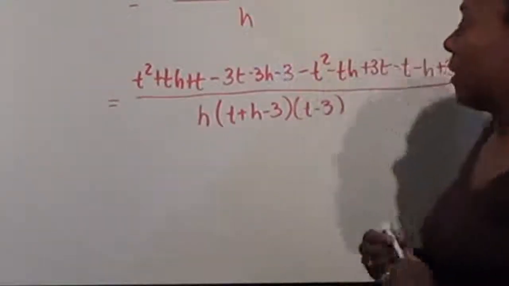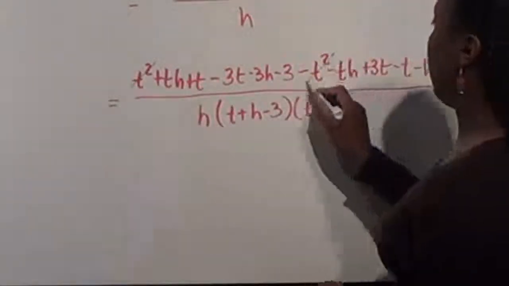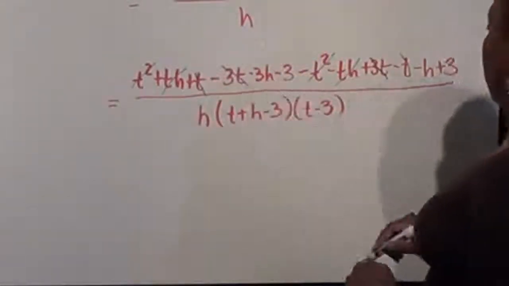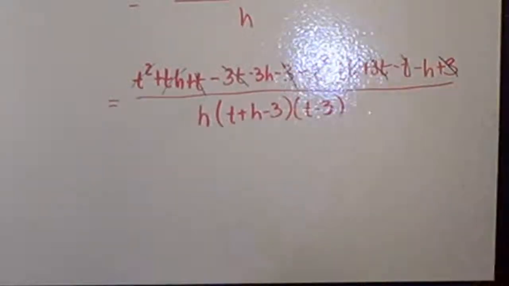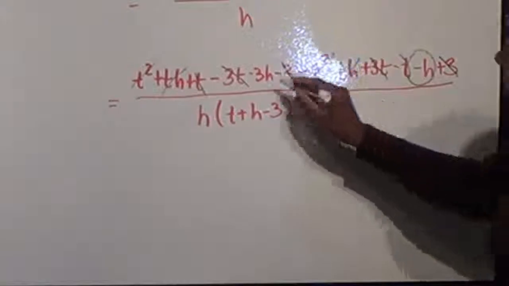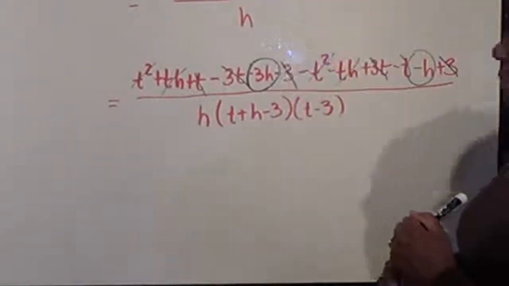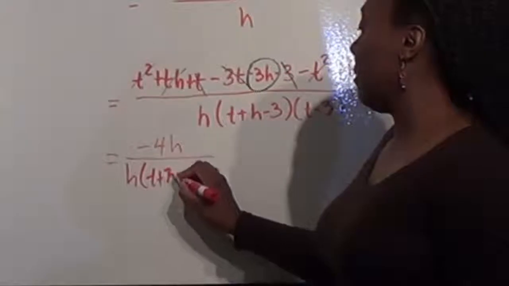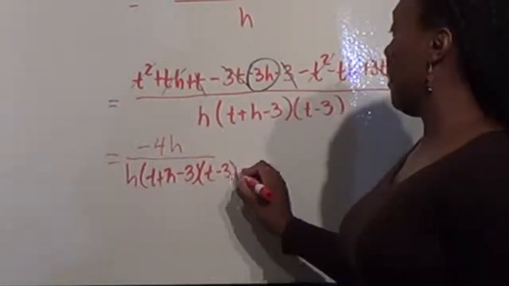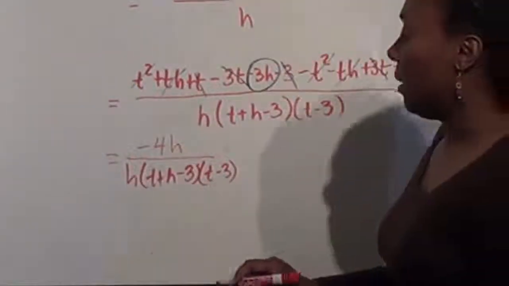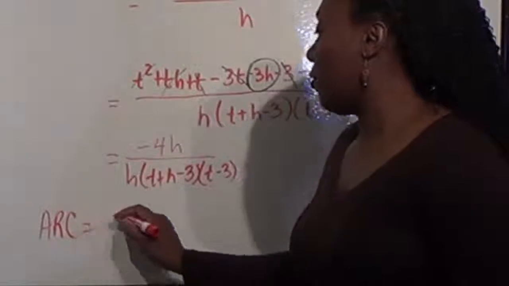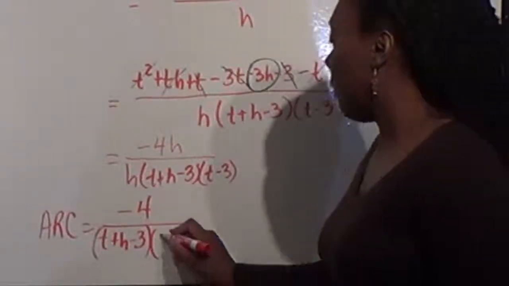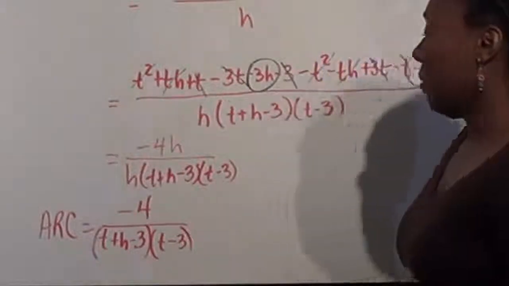Now here we can see some things will cancel out nicely. The t squareds go away, the th's go away, those t's, the 3t, and the 3. And so all that's left on the top is a minus 4h over that denominator we had. So the h's will cancel out, and our average rate of change looks like a negative 4 over t plus h minus 3 times t minus 3.